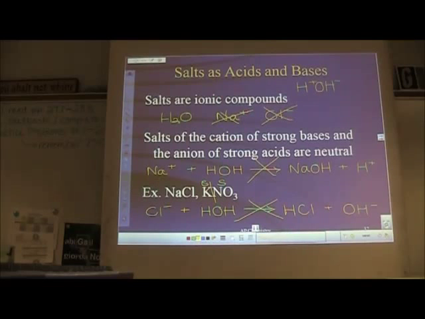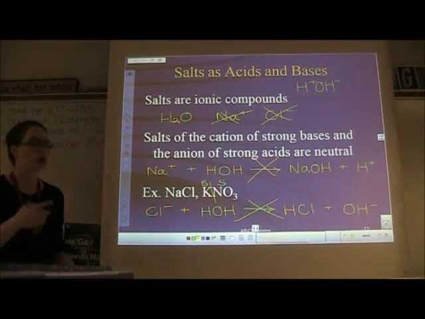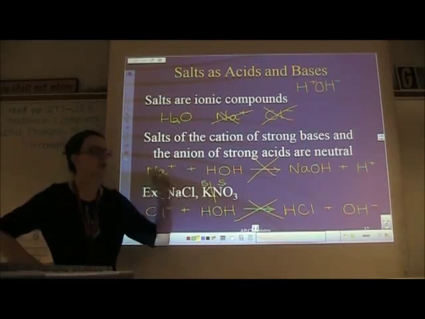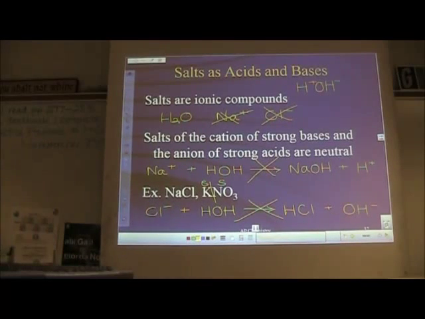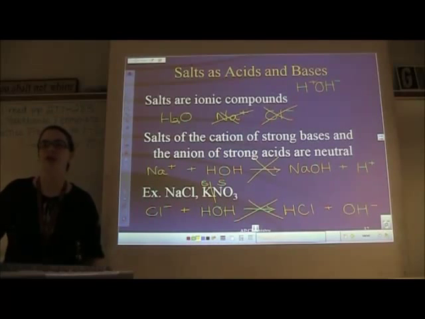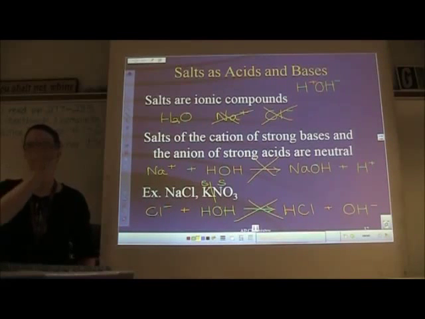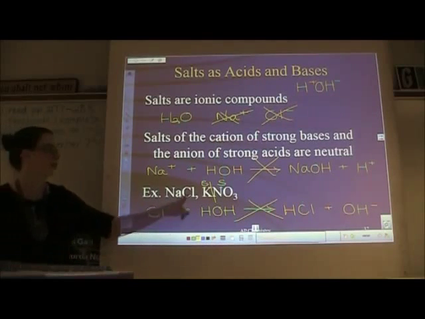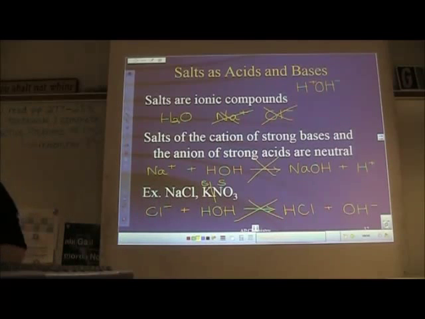Are either one of those reactions going to happen? No. Guys, when you have a strong combination like that, that is a neutral salt. You could have a question like, which of the following salts is a neutral salt? Okay? You are looking for the one that has the strong combination. But what if it's not a strong combination?